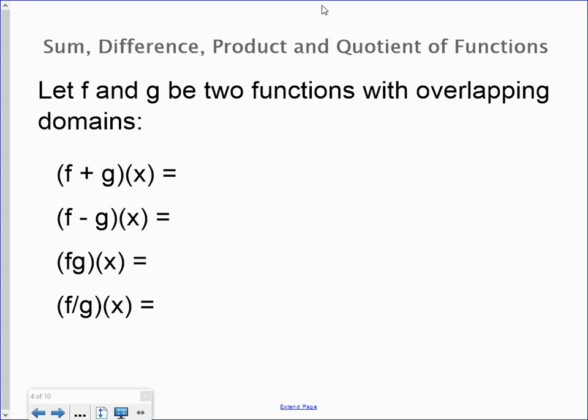And you can take different types of functions. You can take 2 functions, you can take 3 functions. You can combine them through these operations. So you can add, subtract, multiply, and divide.